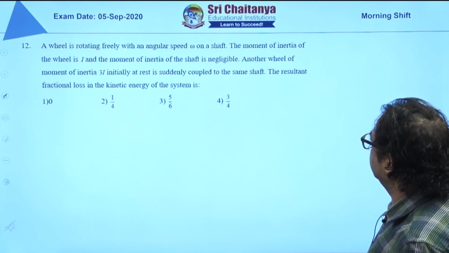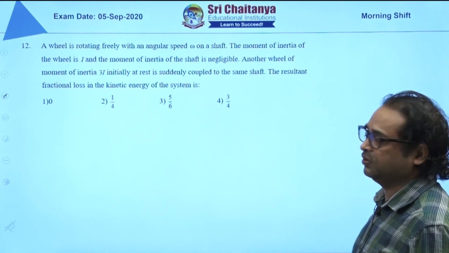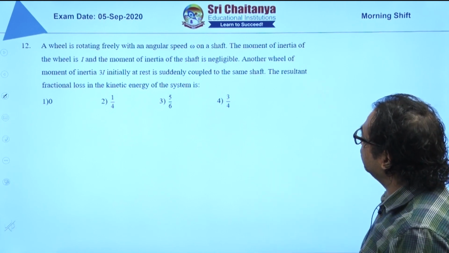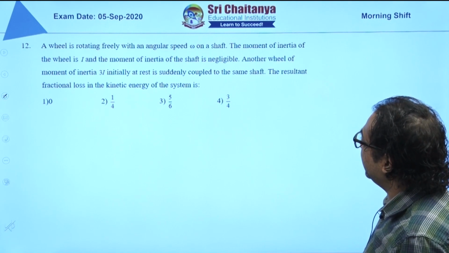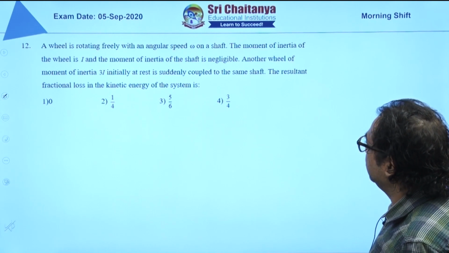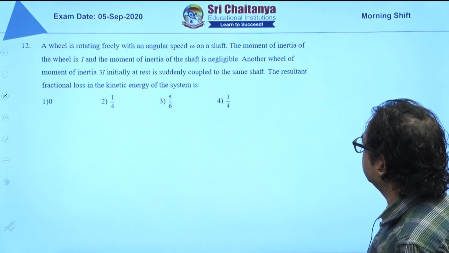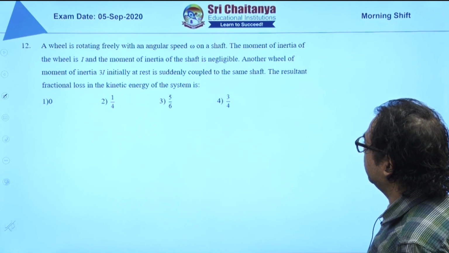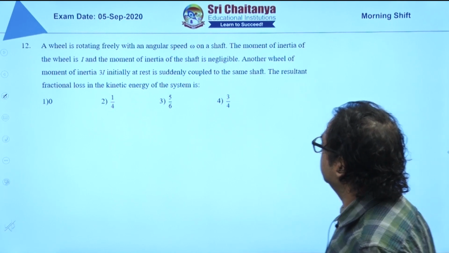It is a question based on conservation of momentum. Every time you will be getting some question on rotation, mostly we are getting. A wheel is rotating freely with angular velocity omega on a shaft. The moment of inertia of the wheel is I, moment of inertia of the shaft is negligible. Another wheel of moment of inertia 3I, initially at rest, is suddenly coupled to the same shaft. The resultant fractional loss in kinetic energy of the system, right.